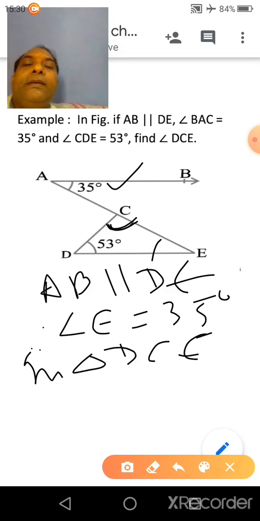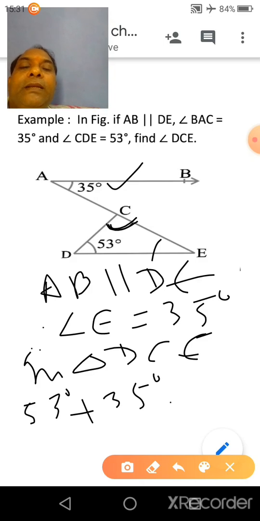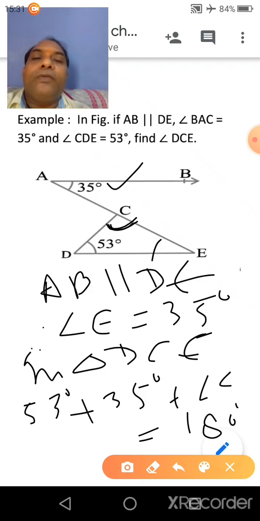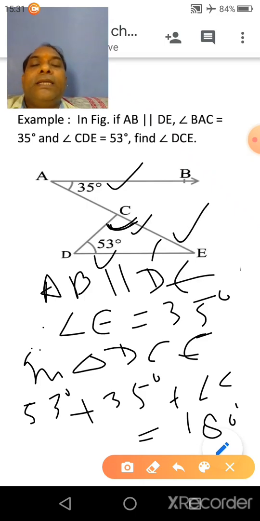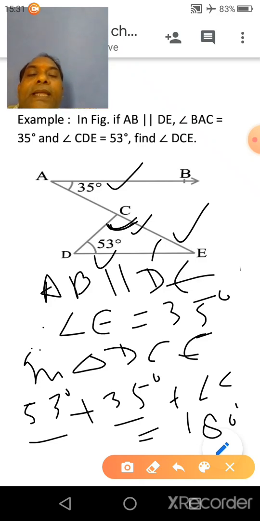Now in triangle DCE, 53 degree plus 35 degree plus angle C is equal to 180 degree. Angle sum property of a triangle means this angle plus this angle plus this angle is equal to 180 degree. So angle D is 53 degree and angle E is 35 degree and angle C you have to find. So 88 degree plus angle C is equal to 180 degree.